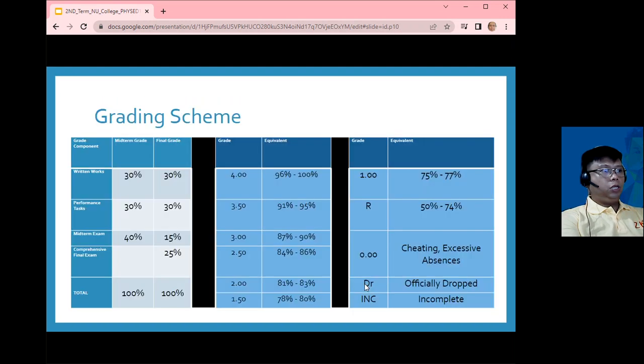Okay, percentages. Okay, so technically, this is very, very easy to understand. 60% or your midterms is actually graded according to this. 30% for written, 30% for performance tasks, and then midterm exam would be at 40%.